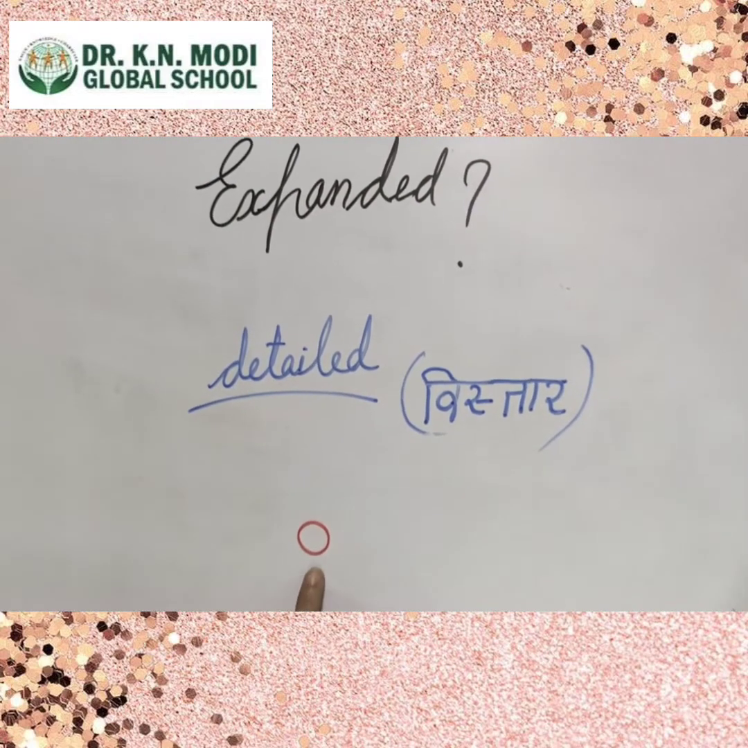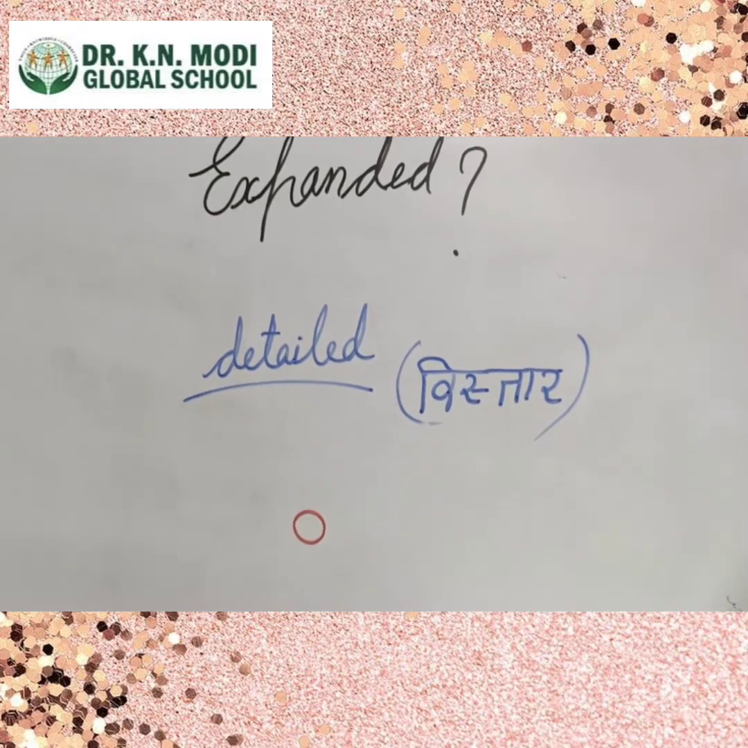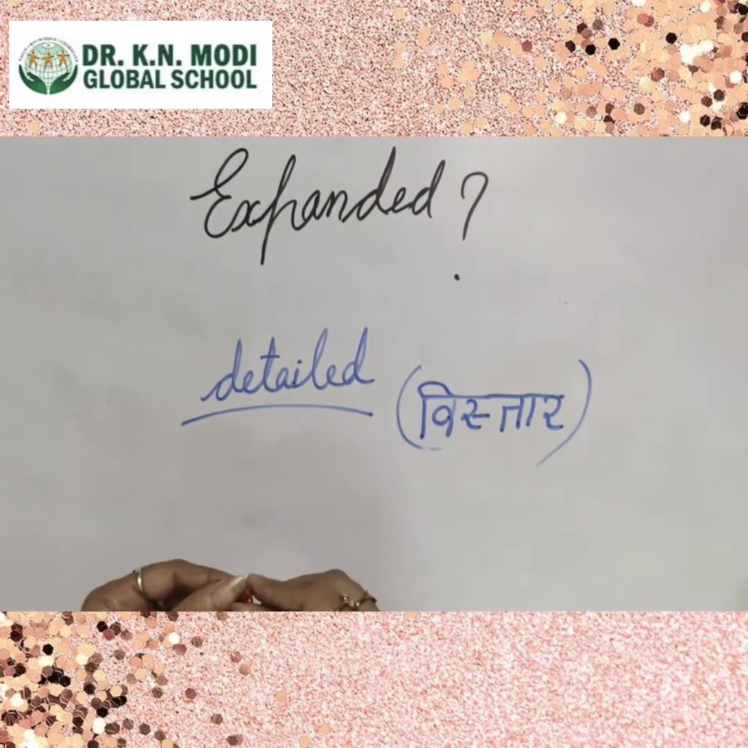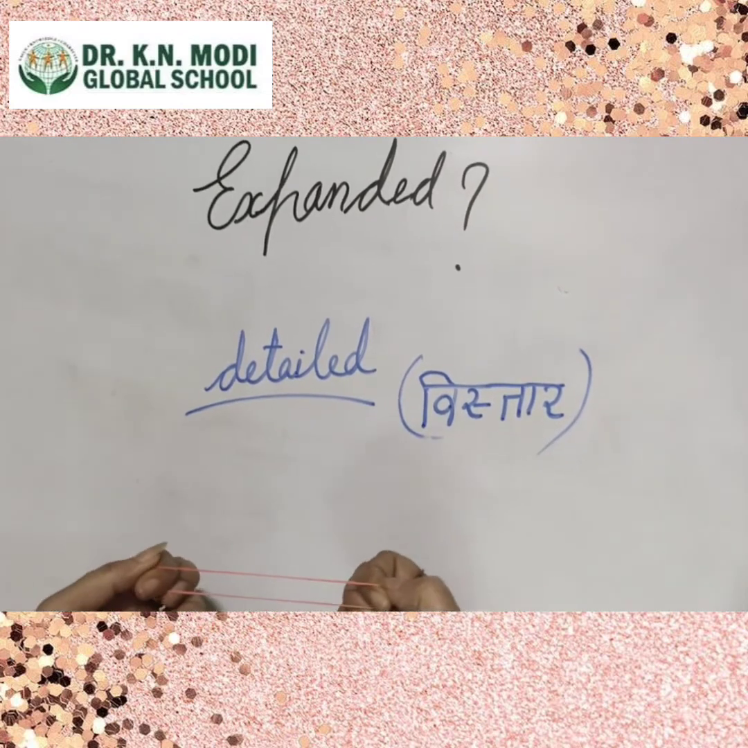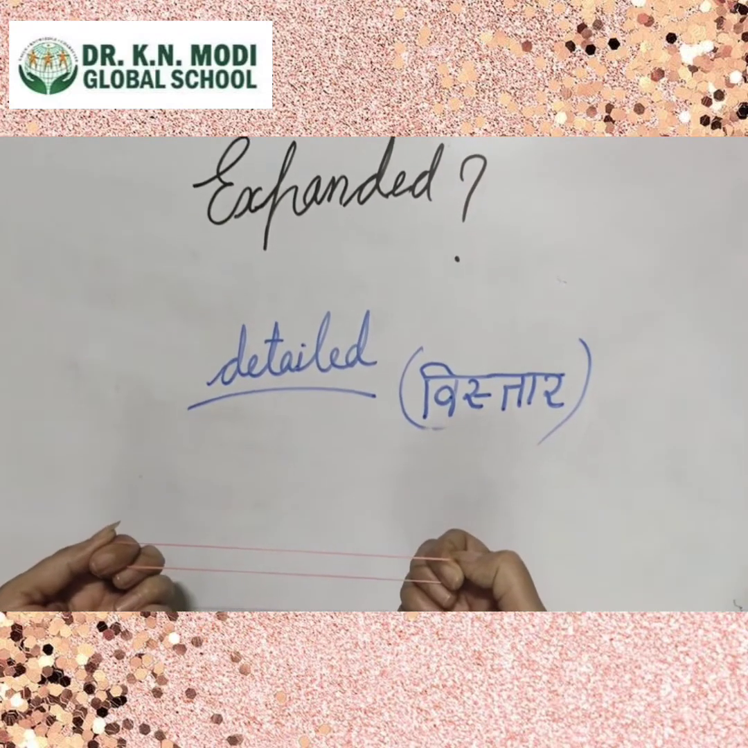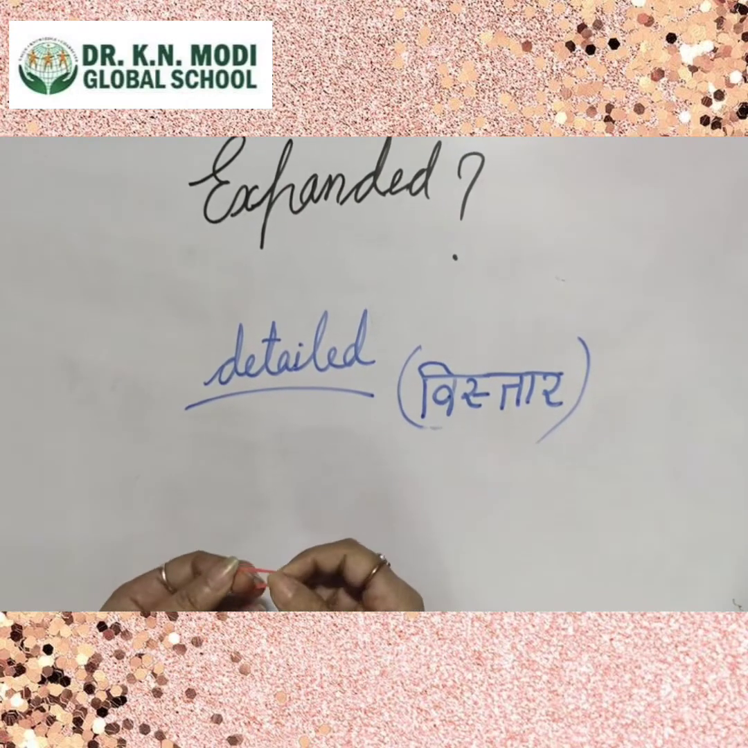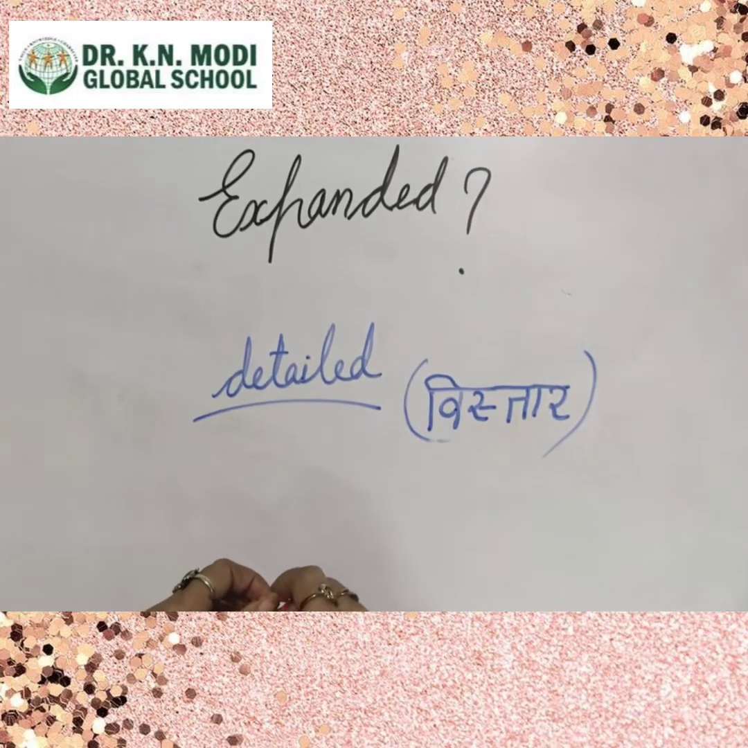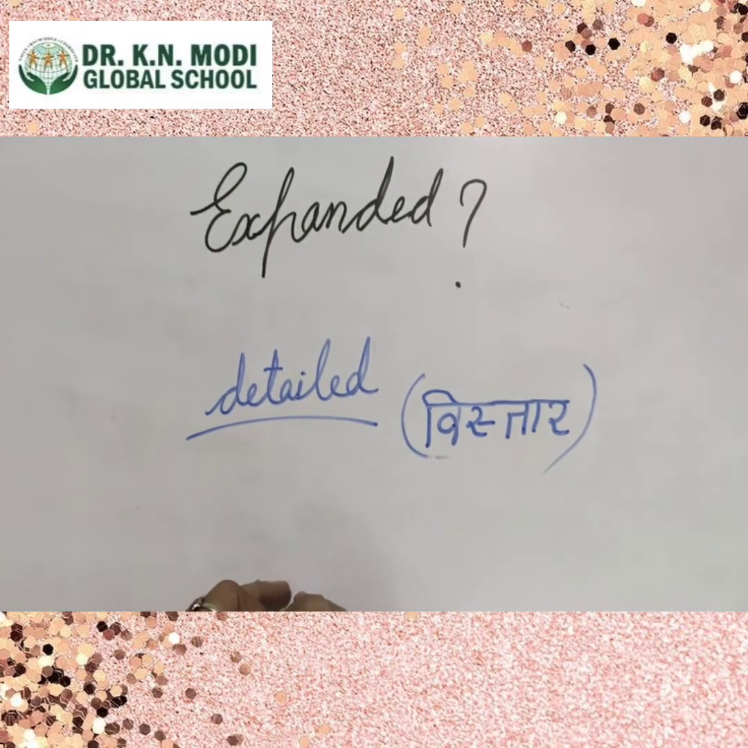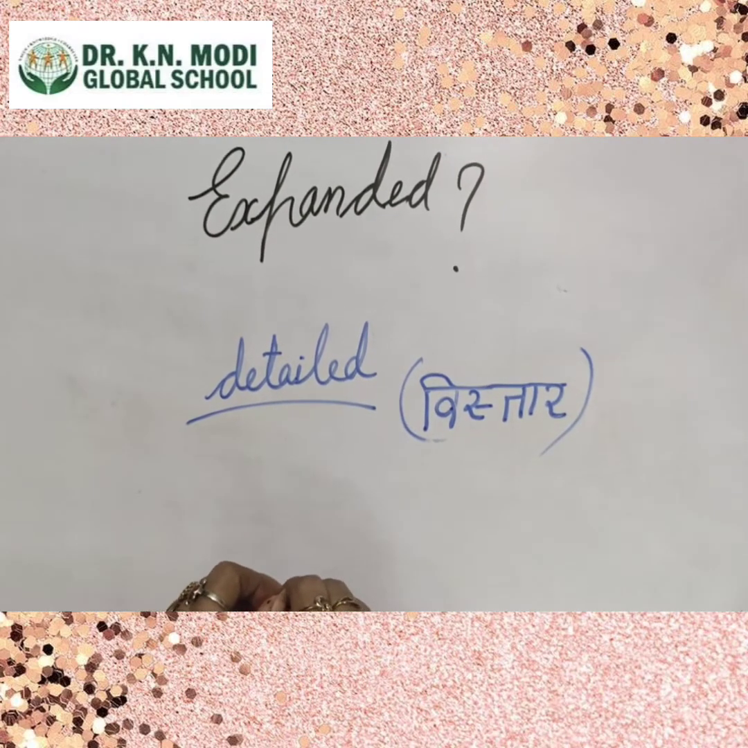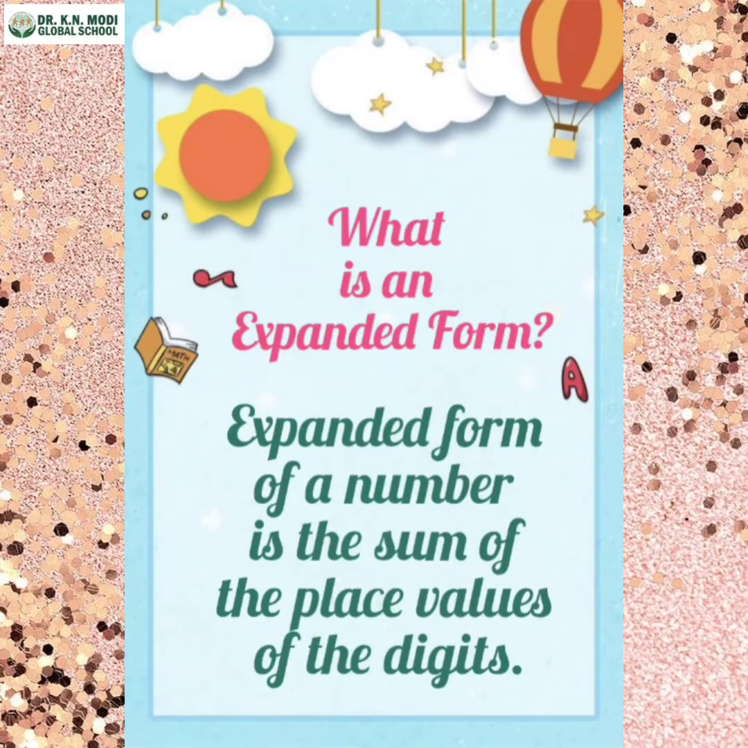Suppose beta, I have a rubber band and now it is in standard form, but when I stretch it like this, it gets expanded like this. Same like we do with a number in expanded form. In expanded form we write a number in details. So what is an expanded form? Expanded form of a number is the sum of the place values of the digits.